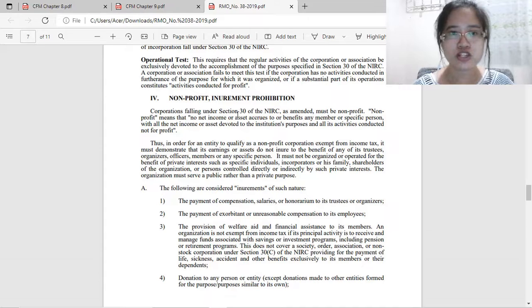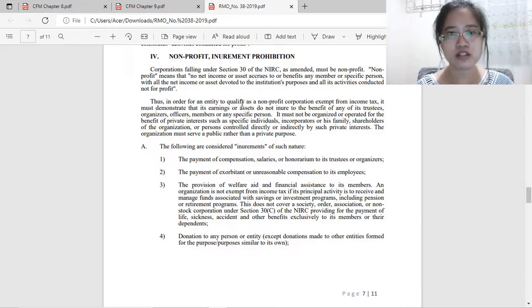Corporations falling under Section 30 must be non-profit. Non-profit means that no income or asset accrues to or benefits any member or specific person, with all the net income or asset devoted to the institution's purposes and all its activities conducted not for profit. Okay, so all the funds, all the receipts that the church may receive, they must be used exclusively for the programs of the church, to support the mission and the purpose of the church.